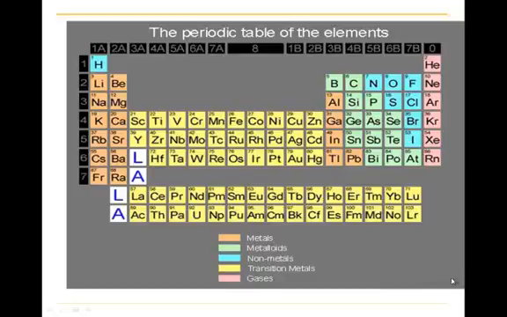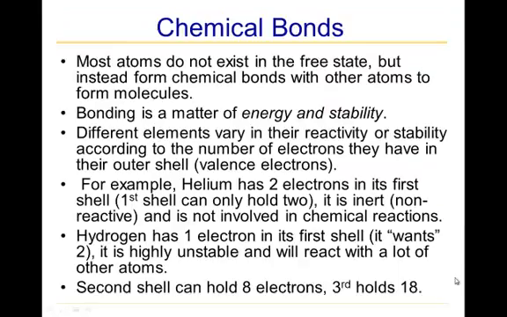Today's module is going to concentrate upon chemical bonds. It is a fact of chemistry that most atoms do not exist as individual atoms, but rather they form chemical bonds in which they bond together and form molecules. Chemical bonding is a matter of energy and of stability. The electrons in the valence shells interact and form a more stable configuration.